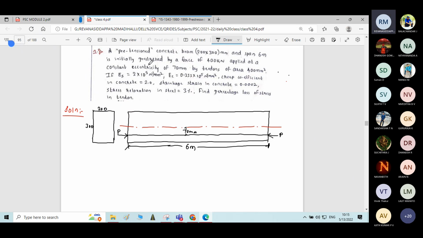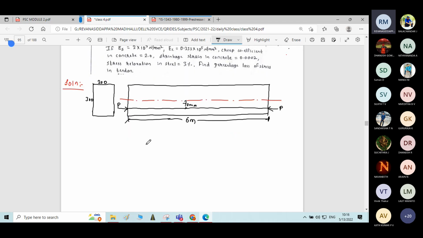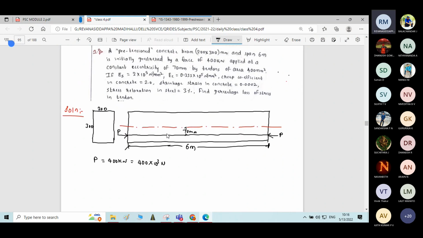Go through the problem. A pre-tensioned concrete beam 200 by 300 and span of 6 meter is initially pre-stressed by a force of 400 kilonewton. Initial pre-stressing force P is given. How much is it given? 400 kilonewton, nothing but 400 into 10 power 3 Newton. Applied at constant eccentricity of 70 mm.